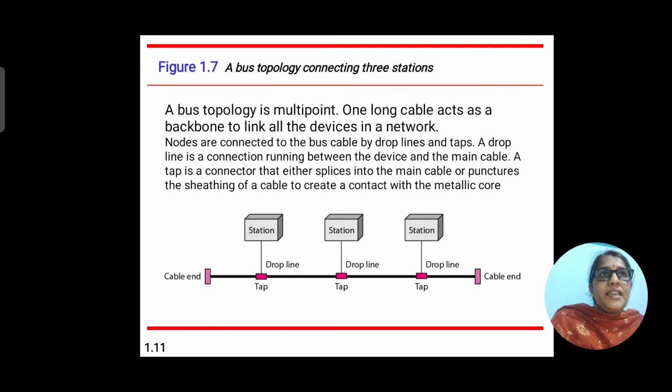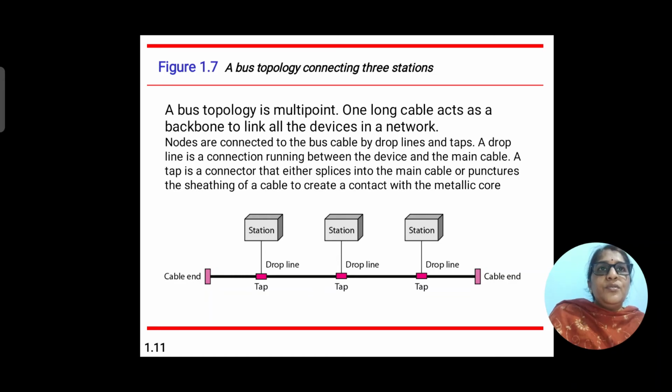And next is a bus topology, connecting 3 stations. A bus topology is multi-point. One long cable acts as a backbone to link all the devices in a network. As shown in this slide, here we have connected one cable to 3 different stations, and that cable is nothing but the backbone of the network.